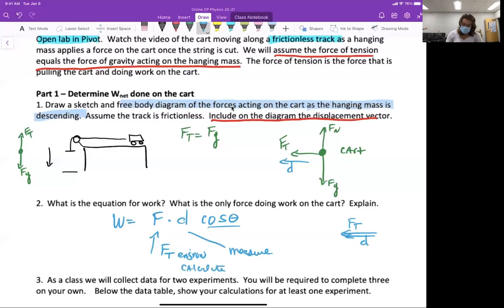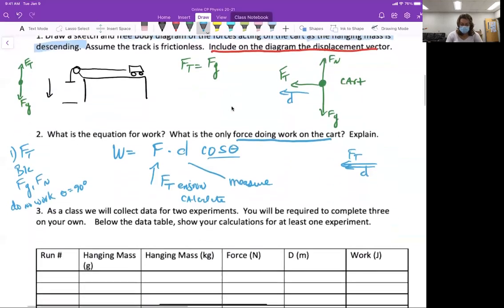All right, so what is the only force doing work? Well, there are 3 forces acting on the cart, but the only force doing work, so how do I answer the question, is force of tension, because force of gravity and force normal do no work. Why? Because theta equals 90 degrees and cosine of 90 is 0.